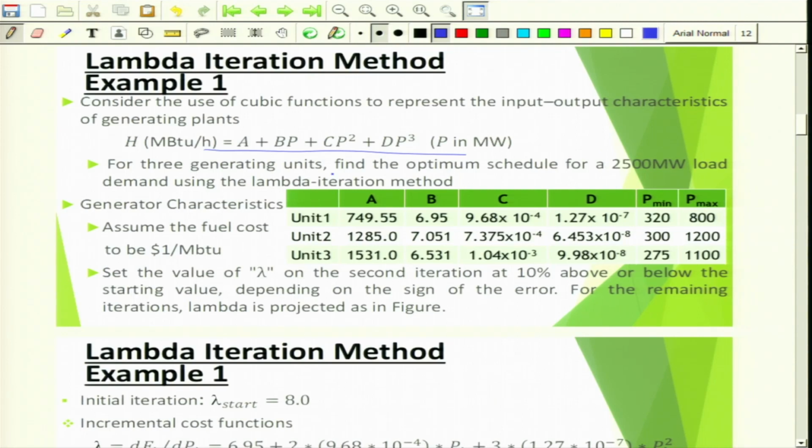Now for 3 generating units, find the optimum schedule for a 2500 megawatt load demand using the lambda iteration method, right. So you get the A, B, C, D constants, P minimum, P maximum, everything is given to you, and the fuel cost is also given. Now set the value of lambda on the second iteration at 10% above or below the starting value, depending on the sign of the error. For the remaining iterations, lambda is projected as in the figure. I will help you understand.